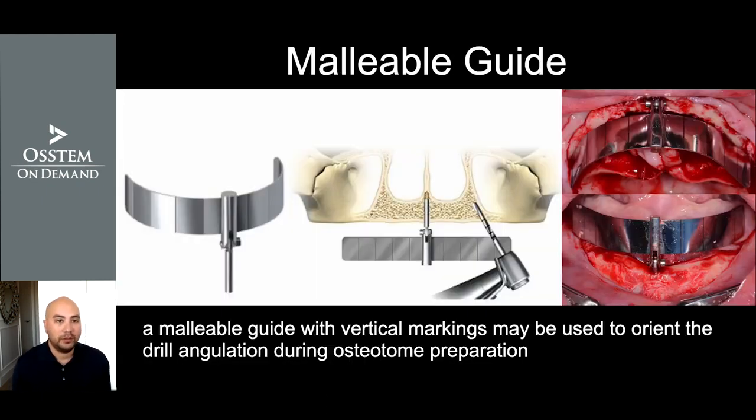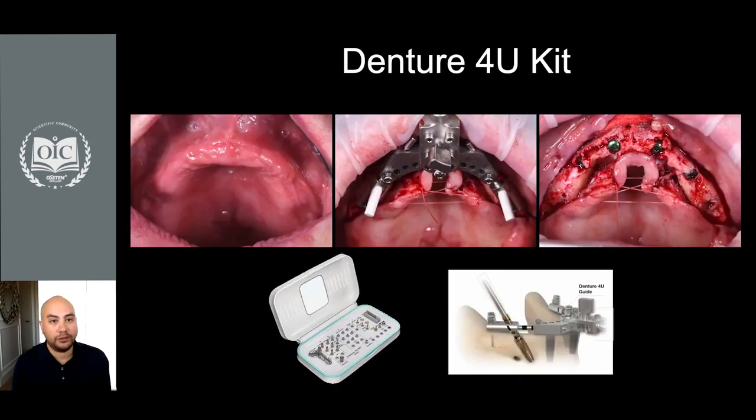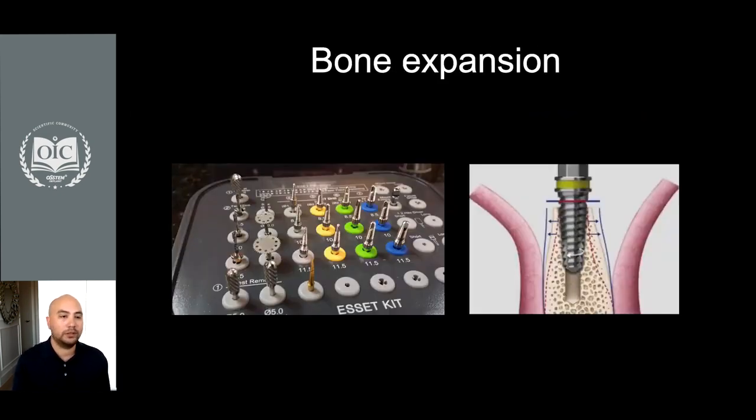We also have available the malleable guide with some vertical markings that can be used to orient the drill angulation during the initial osteotome preparation. Then we have the Denture 4U kit that also guides us with the proper angulation for the distal implants. And the kit I really enjoy using is the bone expansion kit for unfavorable bone morphology.